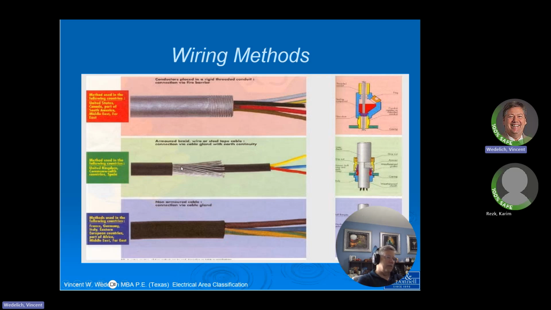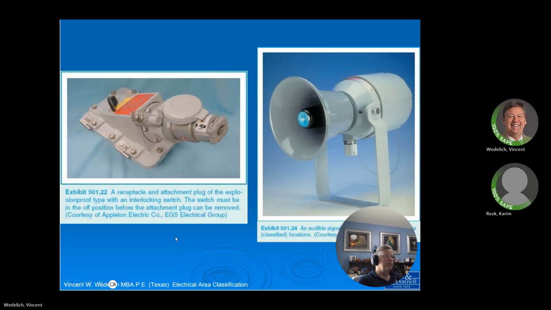Everybody hates this cable. It's really, really hard to work with, right? But it's rated for it. And then here is your actual rigid metal conduit. It's allowed in the United States, Canada, parts of South America, Middle East, and Far East. In my opinion, they're all suitable, right? And most companies accept all of them, as long as they're installed properly.